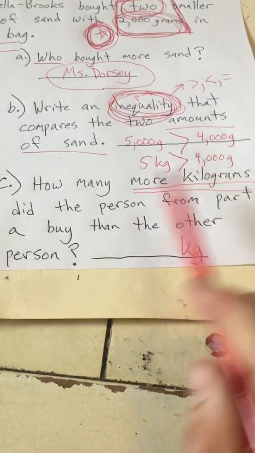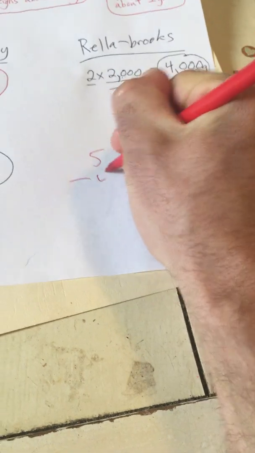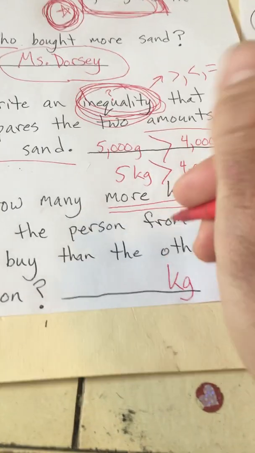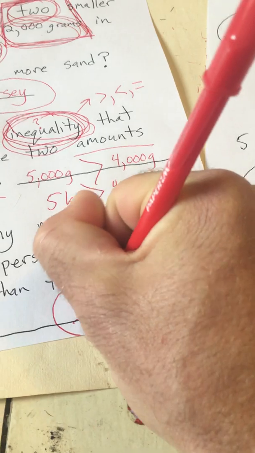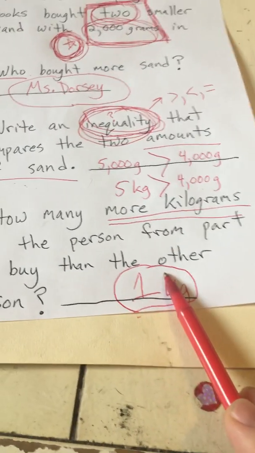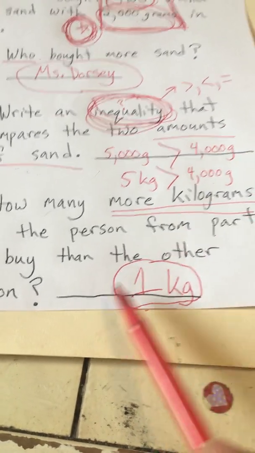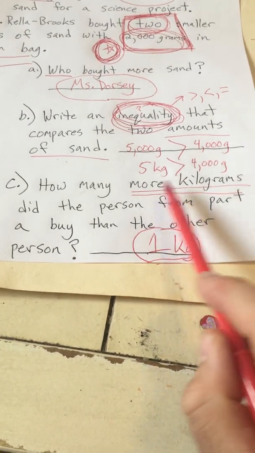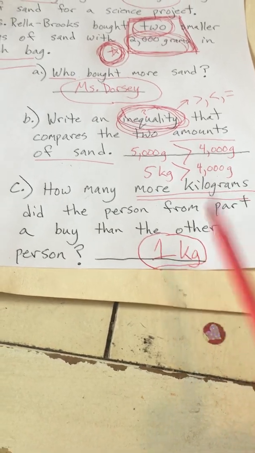So now we have 5 kilograms or 4 kilograms. How many more kilograms did Miss Dorsey buy than Miss Rella Brooks? 5 kilograms minus 4 kilograms is 1 kilogram more. So the answer to part C is Miss Dorsey bought 1 kilogram more than Miss Rella Brooks. Even though 1 kilogram equals 1,000 grams, if you put the answer of 1,000 grams, that's not going to be correct for this because it asks you in this problem how many more kilograms. So you had to make sure that your answer was in the unit of kilograms.